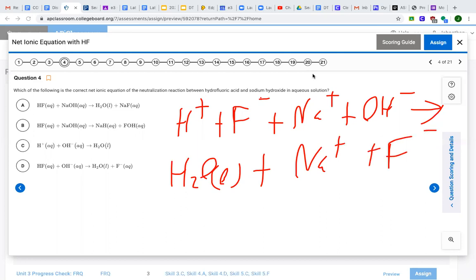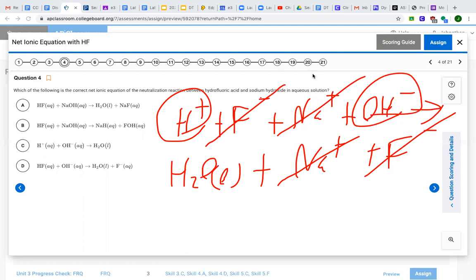And so what we have to do is cross out the spectator ions. F minus is present on both sides, it's got to go. Na plus is present on both sides, it's got to go. So then we get H plus OH minus gives H2O liquid. Is that what you got, Sinead? Is that how you did that? Yes, that's exactly how I did it.